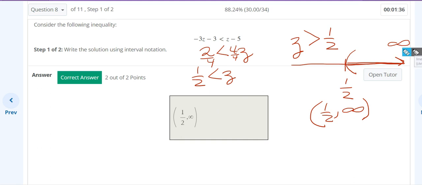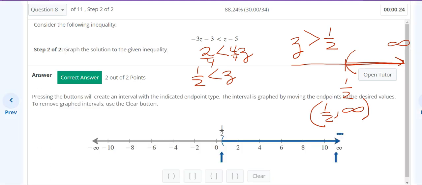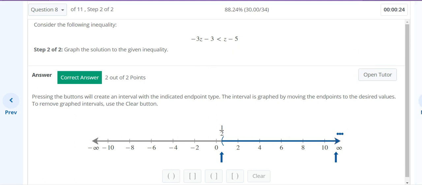Now, the next one is going to ask us to graph it. So we have to select the set of parentheses, which then goes on the line, drag it until 1/2, and then take this and drag it until you get the ellipsis, which will be the infinity. So I had all of these right so far, too. I'll show you which other one I had incorrect, or I'm going to give myself credit, as you'll see. Let's go on.